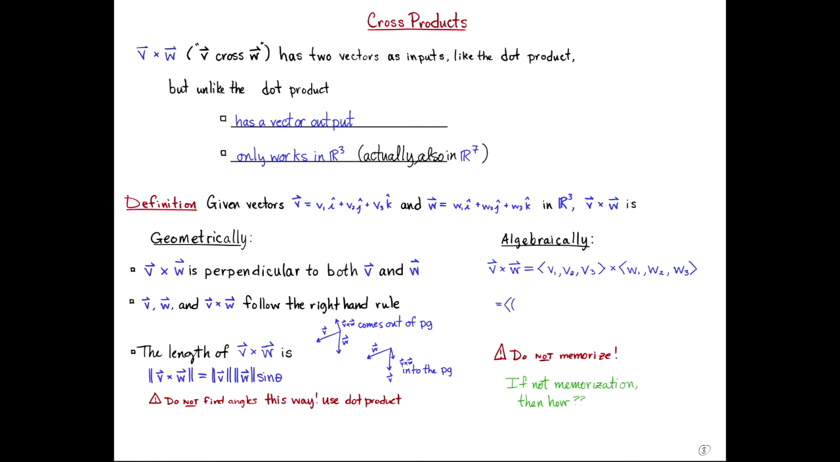In the x component, we have V2 times W3 minus V3 times W2. In the y component, we have a negative V1 times W3 minus V3 times W1. In the z component, we have V1 times W2 minus V2 times W1. That is a lot to memorize, but luckily, we have a better way than just brute force memorization of this formula. Let's take a look.